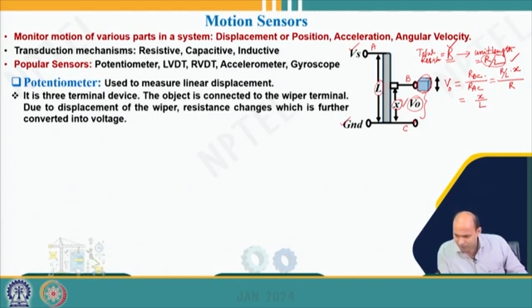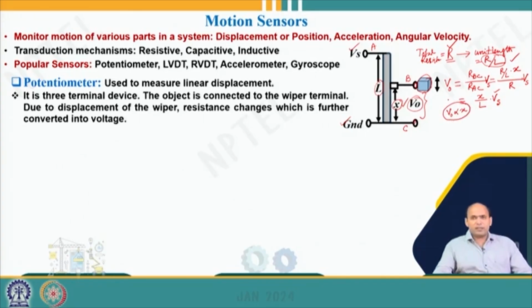and obviously Vs will be there because Vs is your supply voltage. So Vs will be multiplied, so X by L into Vs, is not it? Now since in this potentiometer my Vs is the supply voltage that is known to me, L is also the total length of the wire, that is also known. So from there simply I can tell my V0 will be proportional to X, that is the displacement, right?